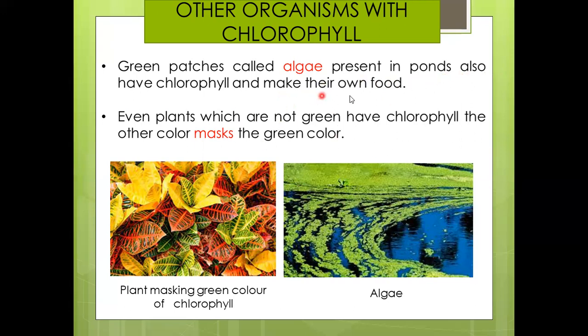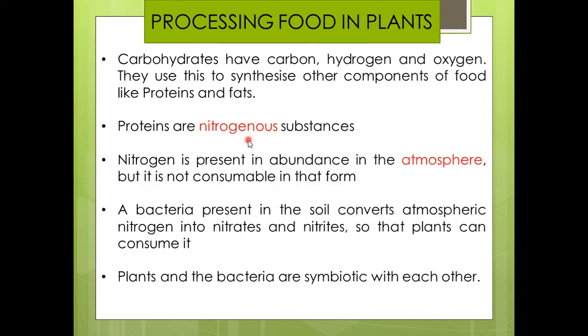They also have chlorophyll and make their own food. Algae also have chlorophyll. Please remember this, children. Algae have chlorophyll, and plants which are not green in color have chlorophyll. But the other dark color, you can say red or yellow, masks the green color. Masks means it covers. It makes sure that we can't see that green color. So let's move on to the next slide.